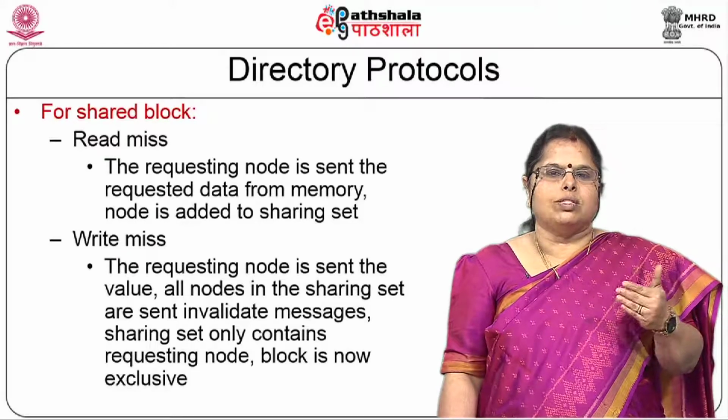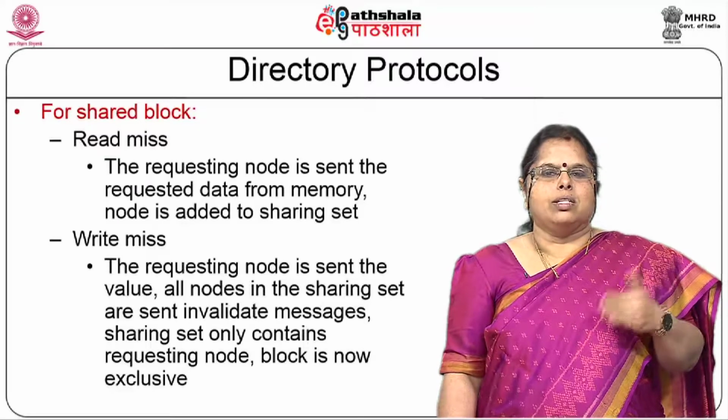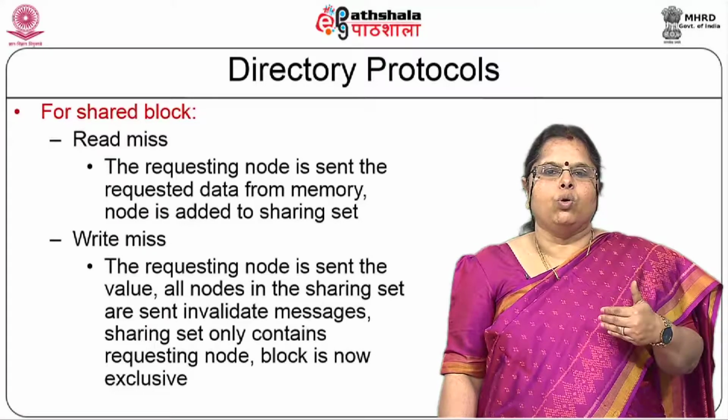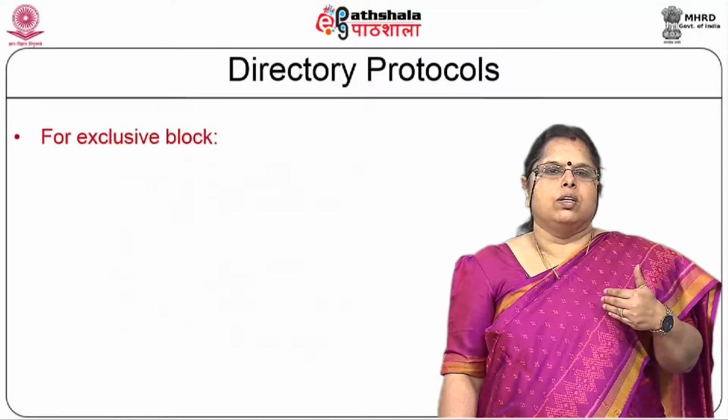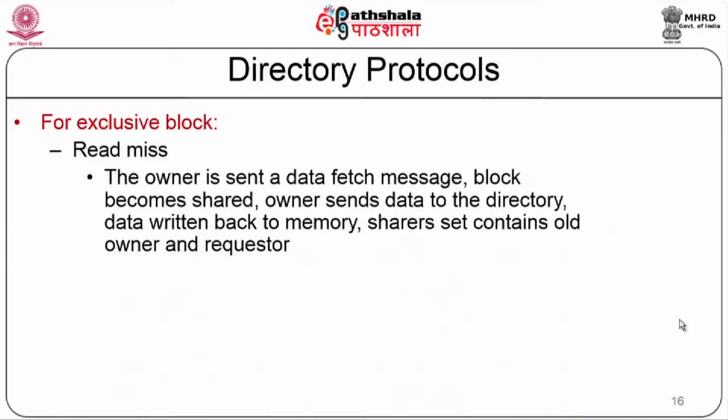So, the requesting node is sent the value, all nodes in the sharing set are sent invalidate messages, and the sharing set contains only the requesting node; the block is now exclusive. Similarly, if you are looking at a block available in the exclusive state and there is a read miss for that block, the owner is sent a data fetch message, the block becomes shared, the owner sends data to the directory, data is written back to memory, and the sharer set contains the old owner and the requester, because it is only a read miss that is happening. So, you can always add this ID to the list of sharers.